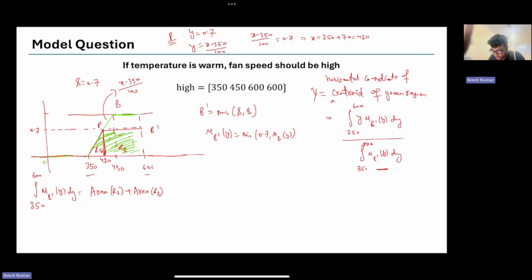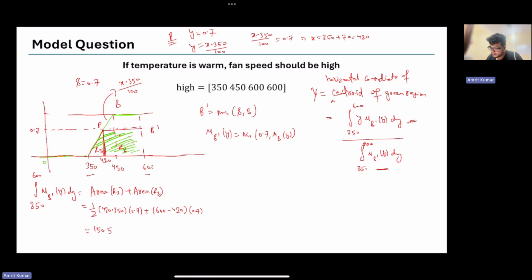So what will be the area of R1? It would be half times base into height, so half times 420 minus 350 multiplied by 0.7. And what would be the area of R2? It would be base into height, so 600 minus 420 times 0.7. And if you evaluate all this, you will end up getting 150.5. Now let us compute this integral in the numerator.